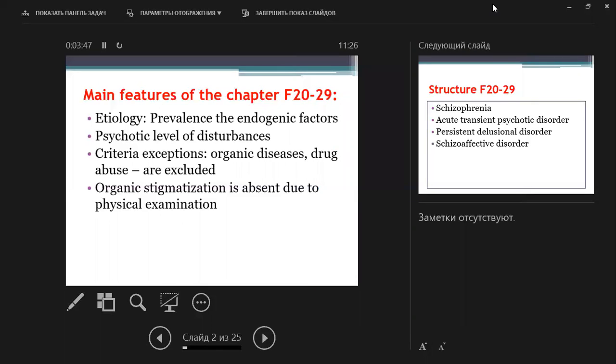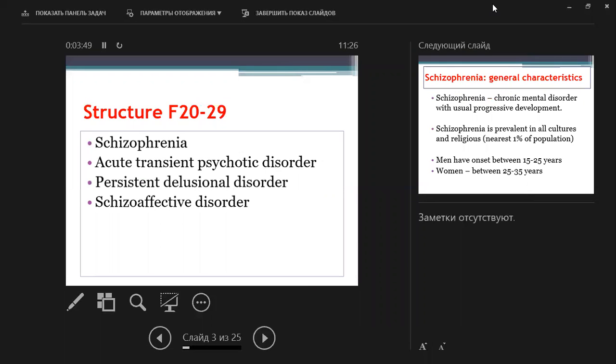So, next slide. Structure. In this topic F20-29 there is schizophrenia. Usually we will talk about this very severe disorder, then acute transient psychotic disorder, persistent delusional disorder, and schizoaffective disorder. This is the structure. Please remember the structure of this topic.